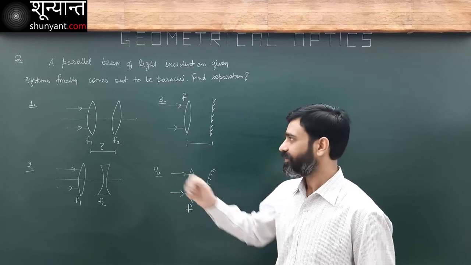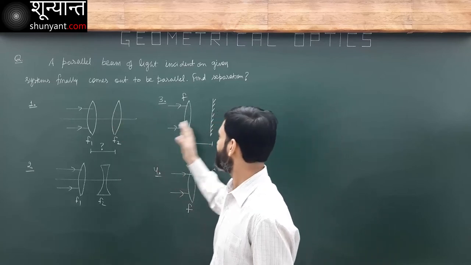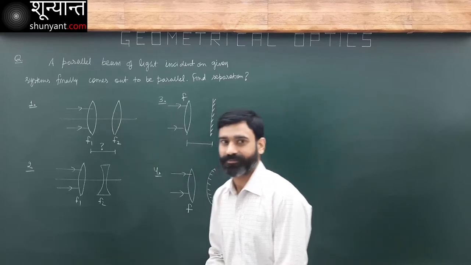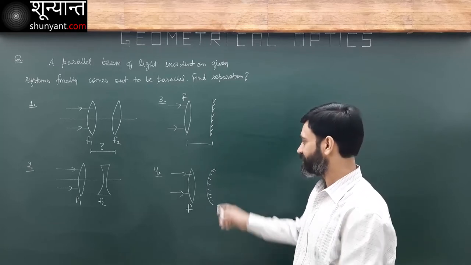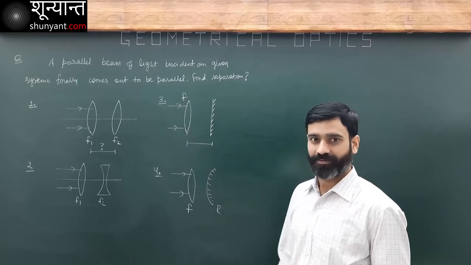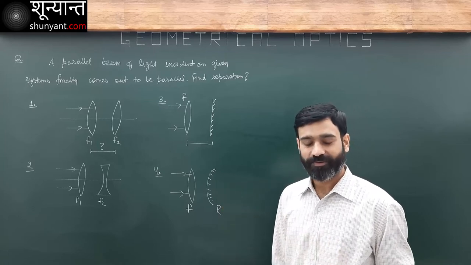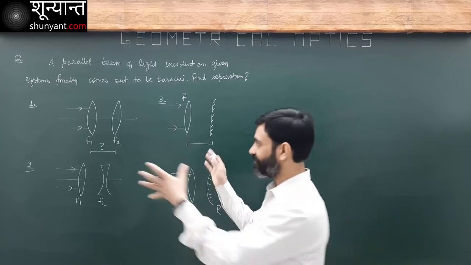In this case, the light will pass through the system. In this case, it is going to be reflected. What should be the separation? This is the radius of this mirror. Let's do these problems. In the problem sheet, you are going to find many more problems based on this.